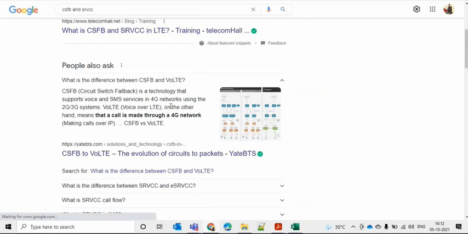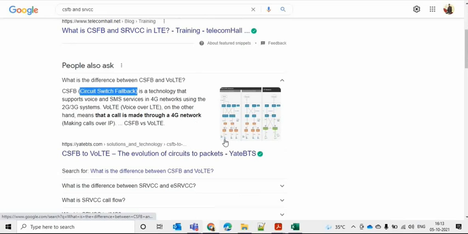Circuit switch fallback. For example, I'm in a network right now where any 4G network is not there, and I need to initiate a VoLTE call. So here, circuit switch fallback is required to initiate a call. It will go to 2G, 3G, whatever spectrum is supported by the operator.